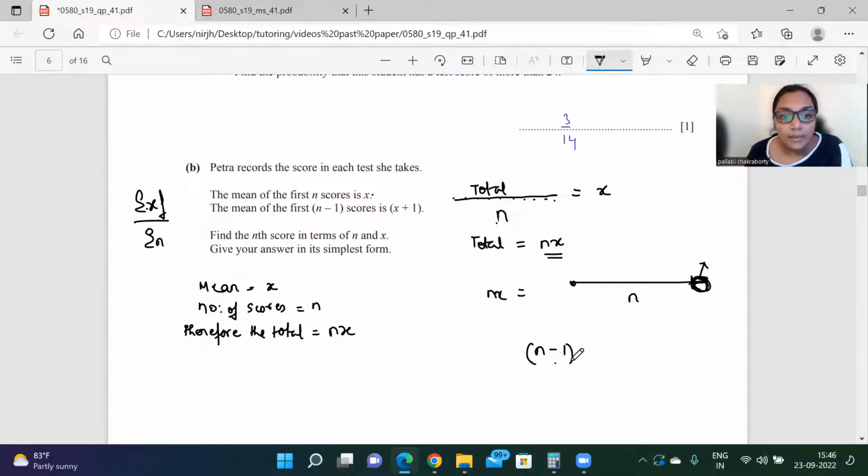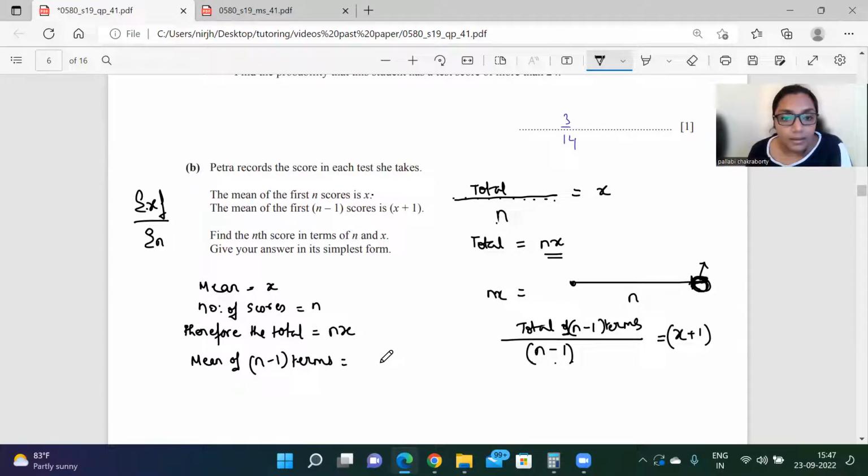So if there are n minus 1 terms, then the mean is x plus 1. So what is the total then? Same formula: total divided by n minus 1 is mean. Mean is given as x plus 1. So the total will be n minus 1 times x plus 1, right? Let me write that down again. Mean of n minus 1 terms is given as x plus 1. That is, mean is x plus 1, terms is n minus 1.